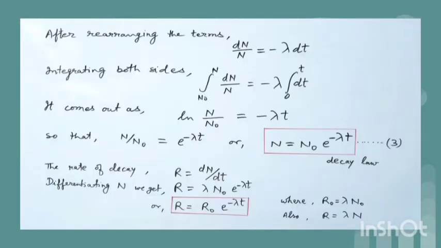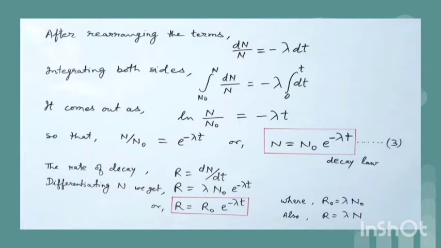After rearranging the terms, dN by N is equal to minus lambda dt. Integrating both sides, integral dN by N is equal to minus lambda integral dt. It comes out as log N by N naught is equal to minus lambda t, so that N by N naught is equal to e to the power minus lambda t, or N is equal to N naught e to the power minus lambda t. Equation 3. This is the expression of the decay law.